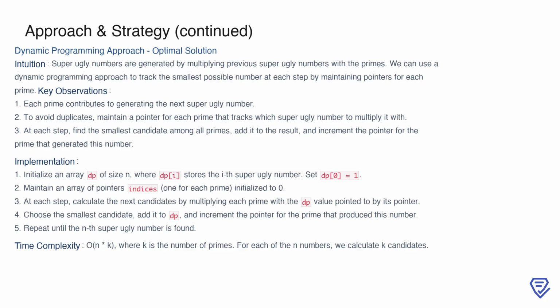To implement this, we create a DP array of size n, where each index stores the corresponding super ugly number. Starting with DP[0] equals 1, we iteratively generate the next numbers until we reach the nth super ugly number. The time complexity is n * k, as we calculate k candidates for each of the n numbers, and the space complexity remains efficient at n plus k.